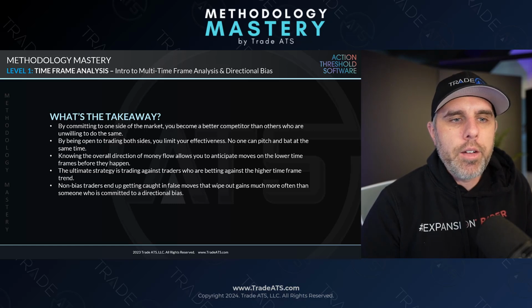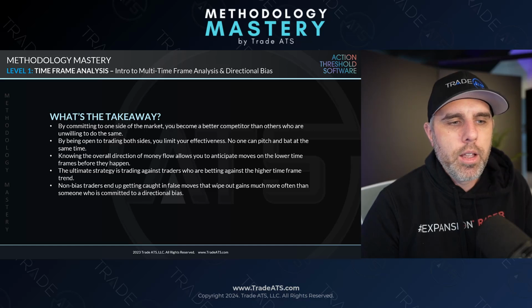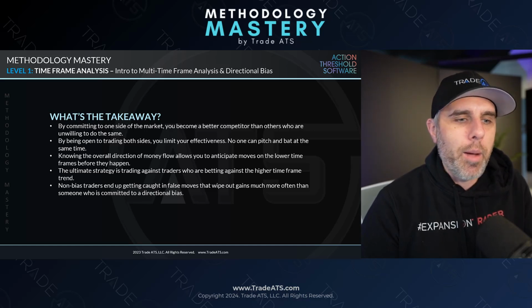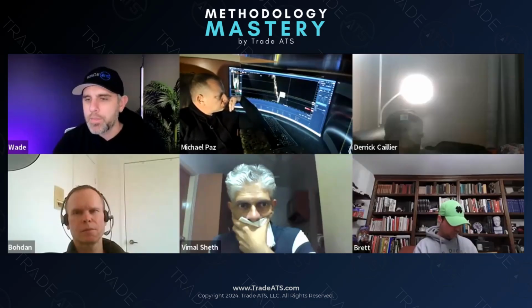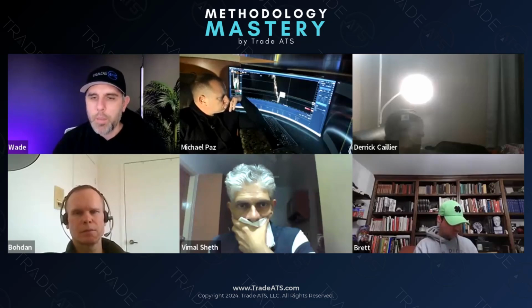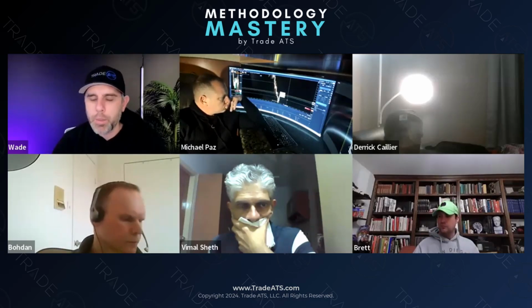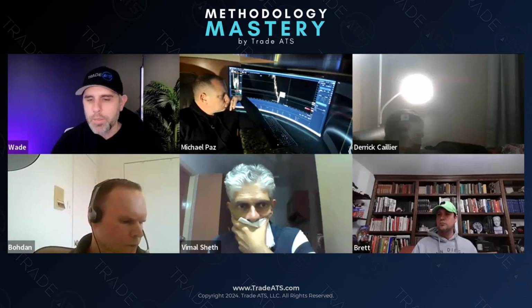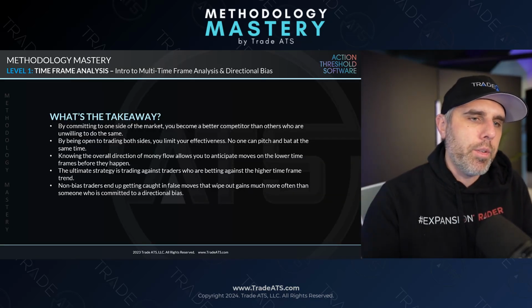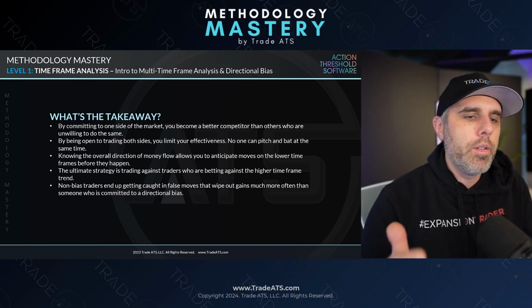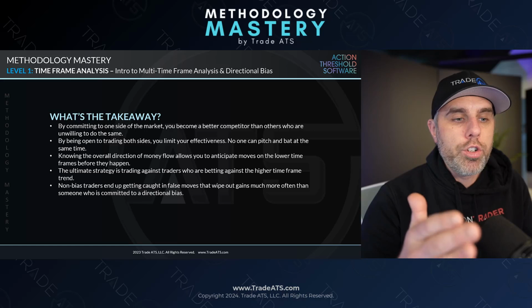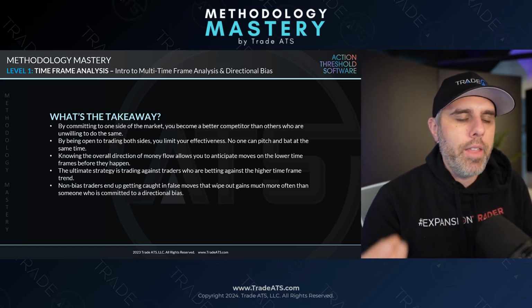Non-biased traders end up getting caught in false moves that wipe out gains much more often than someone who's committed to a directional bias. And that's what we want to do. We want to do the opposite of that, right? We want to commit to the directional bias because that's going to set us up for the big moves. We're going to be opposite positioned of the traders that are buying the breakouts above or below value on the lower time frame. That's what's going to put us in line to take their money from their account and siphon it into ours. Over a long enough period of time, even not being perfect at that, you should be net positive. And that's a baseline.